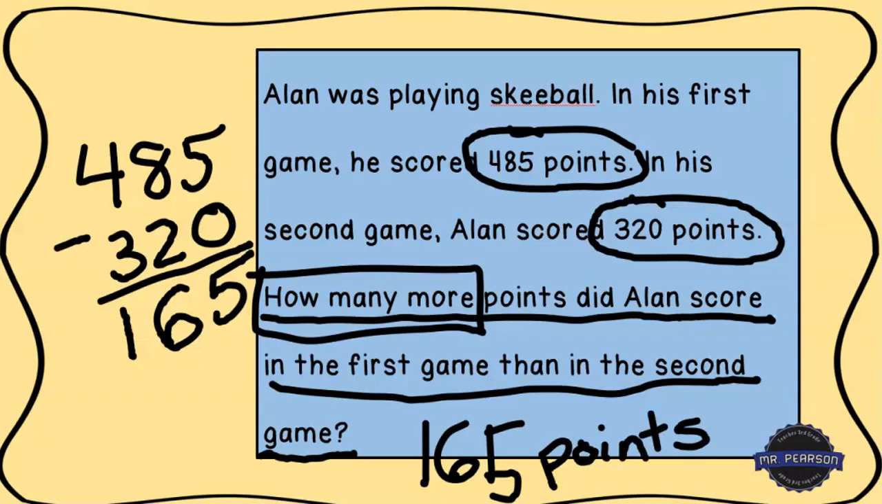Okay, so Alan was playing skee ball. In his first game, he scored 485 points. In his second game, Alan scored 320 points. How many more points did Alan score in the first game than in the second game? When we do our subtraction problem, we find out that Alan scored 165 more points than he did in the second game.